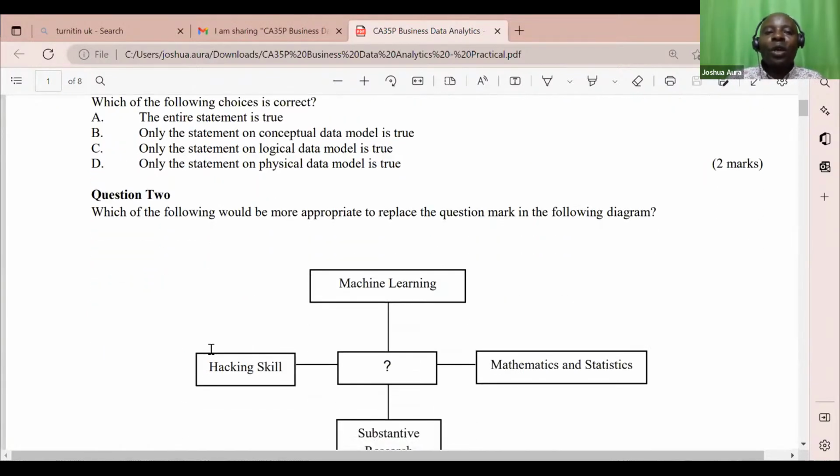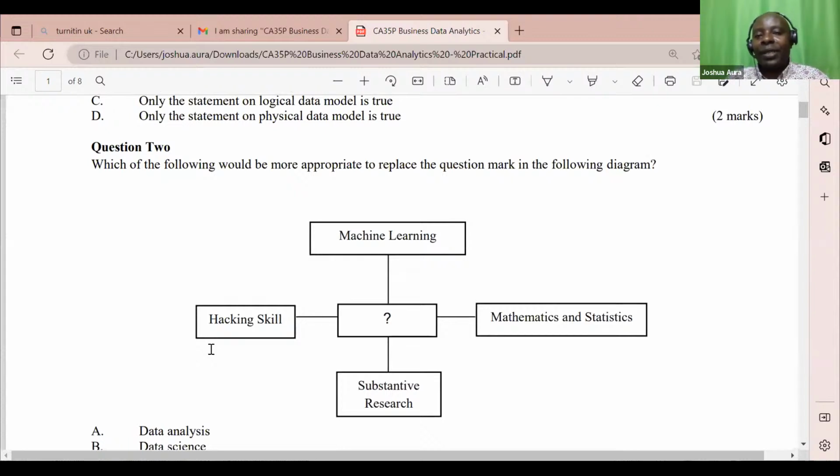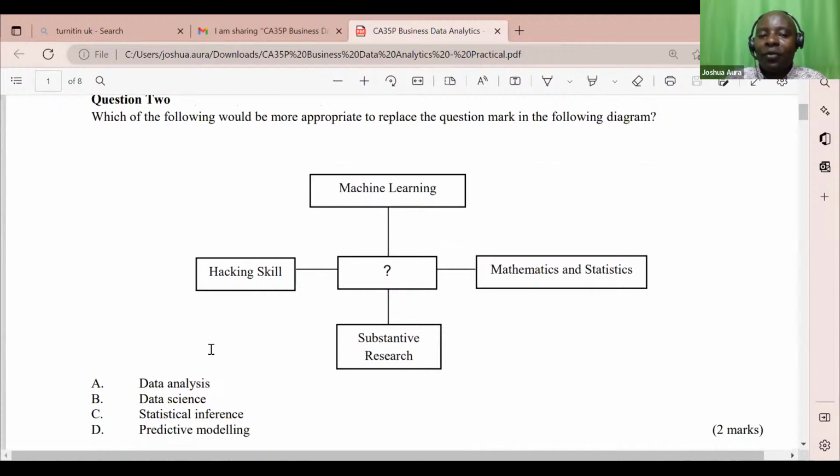Question number 2. Which of the following would be more appropriate to replace the question mark in the following diagram? There is a great, beautiful diagram here. We have machine learning, mathematics and statistics, hacking skill, substantive research. So in the middle here, we have a question mark. What do you think in this case should we have in this?